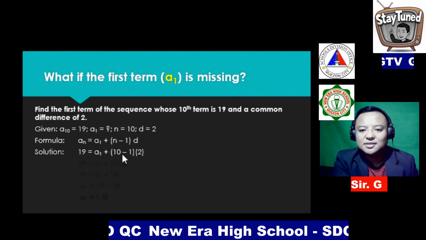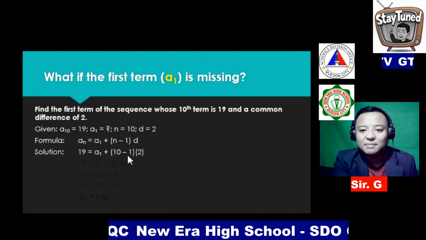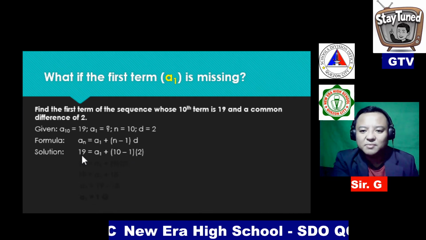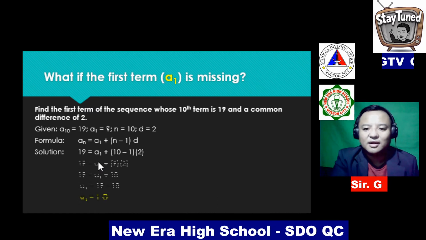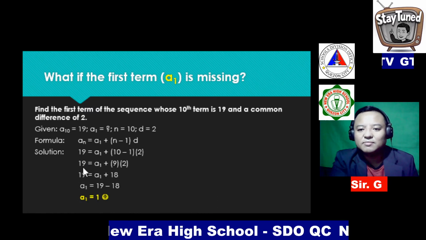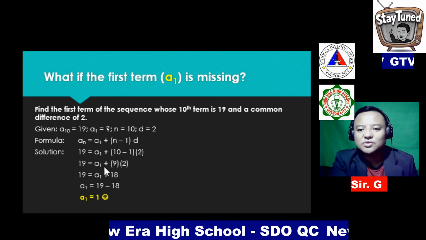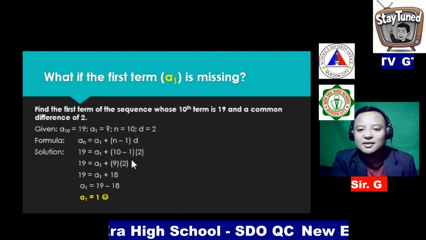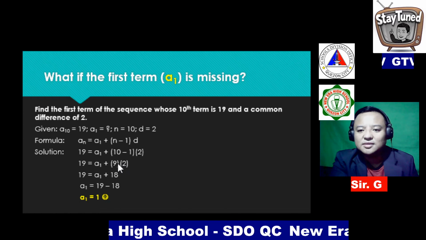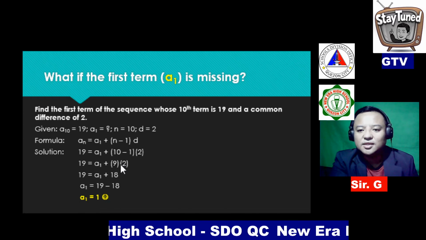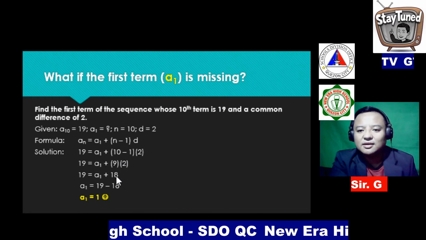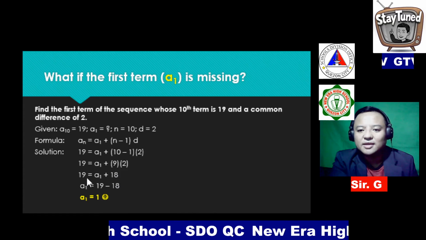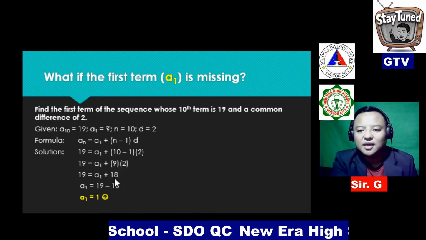Then, let's simplify what is in the parentheses. You simply bring down 19 and a sub 1. Bring down 19, then equals a sub 1 plus, simplifying 10 minus 1, that would be 9, times 2. Simplifying 9 times 2 is 18. So we therefore arrive at 19 equals a sub 1 plus 18.